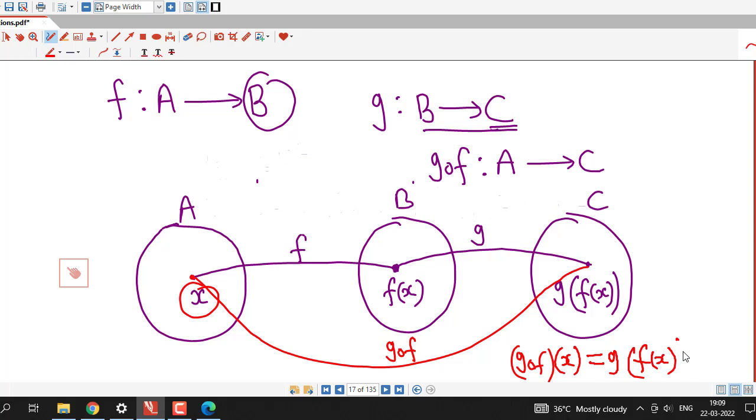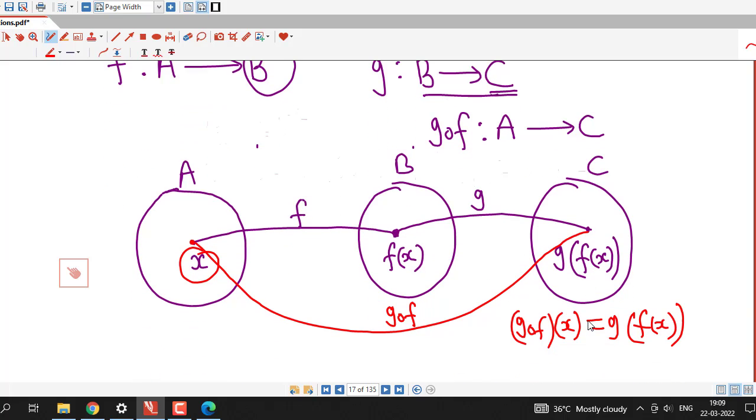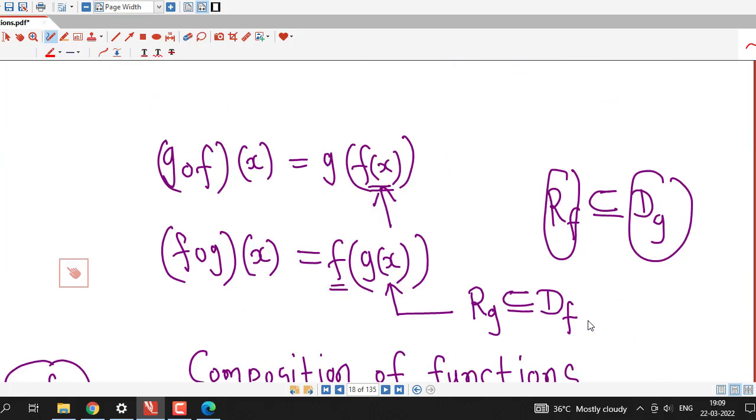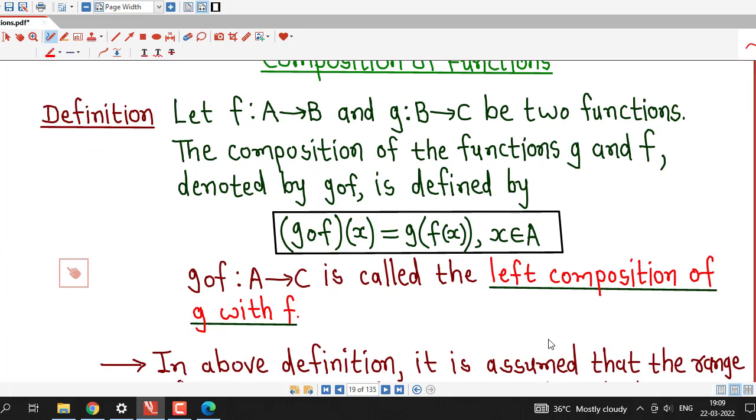So this is the way how composition of two functions is defined. Similarly, we can define f∘g, which is given by f(g(x)). So with this in mind, we try to understand this definition. If they ask the definition of composition of functions, you should write it in this way systematically.